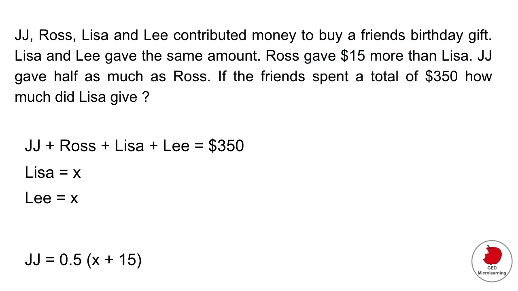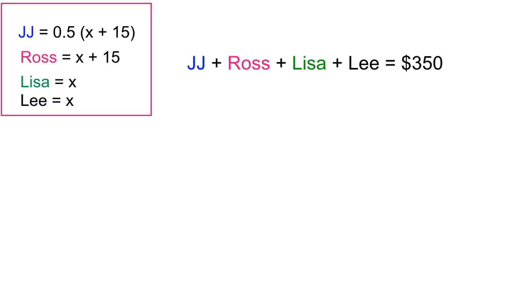And then finally, JJ gave half as much as Ross did. So you would take the amount that Ross gave, which was X plus 15, and divide that by 2 or multiply it by 0.5. Okay, so now you have all your variables. And what you're going to do now is take these variables and plug them into your initial equation like this.